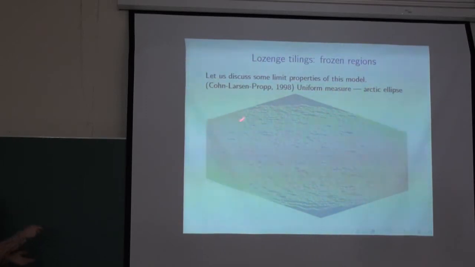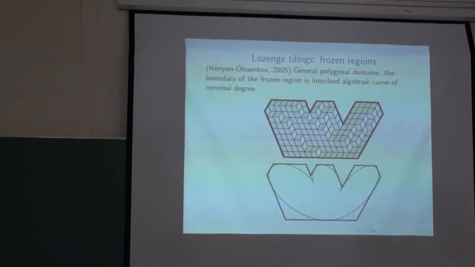Well, we can actually see it on this picture already, so that here everything is frozen. This is proven in 1998 by Kohn, Larson, and Propp. There's an interesting generalization due to Kenyon and Okounkov, which was proved in 2005, that if you consider now lozenge tilings of much more general domains, so you can start with any domain with polygonal boundaries, then the same phenomenon will still be there, so that in the limit you will see some frozen region.